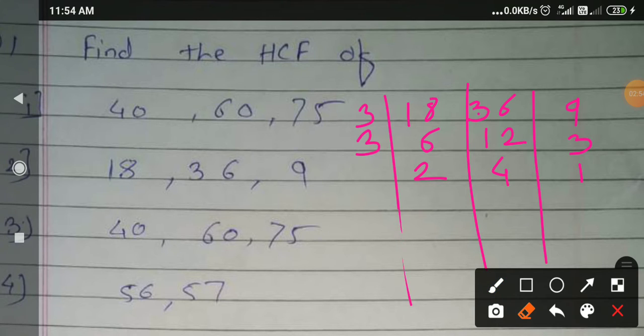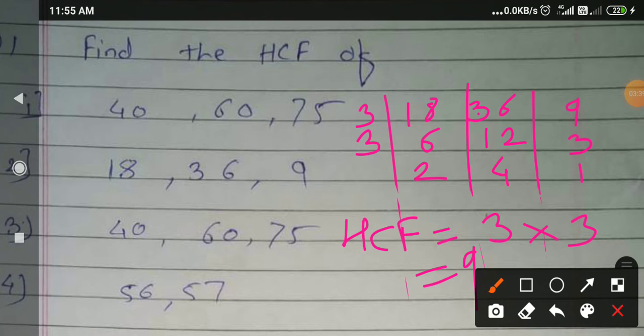In this, I taught you another method in the videos. If you follow that method, no problem, just follow it and complete your exercise. Now here 2, 4 and 1, these three numbers, and 1 is also there. These numbers were all divisible by 3 and 3, which means 9. So how we are finding HCF: we take the common factors. 3 into 3 is equal to 9. So the HCF of these three numbers, 18, 36 and 9, is 9.